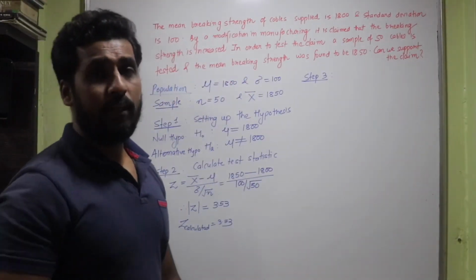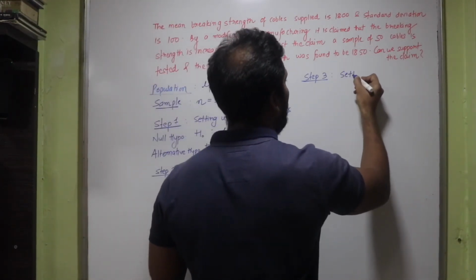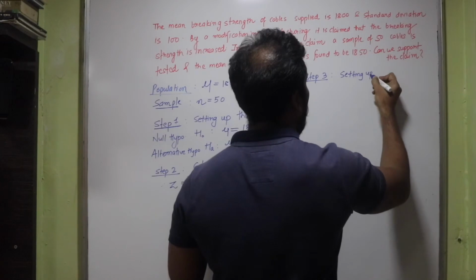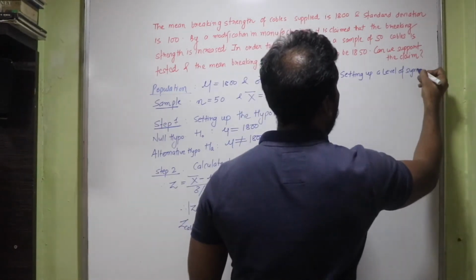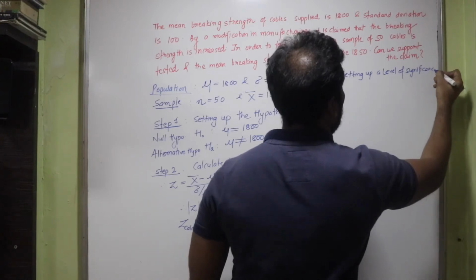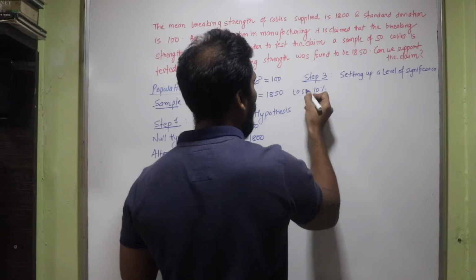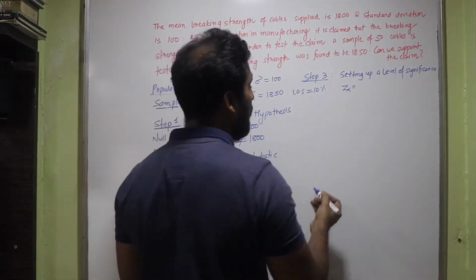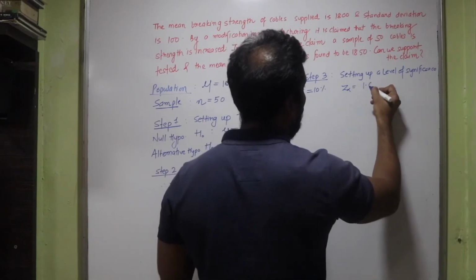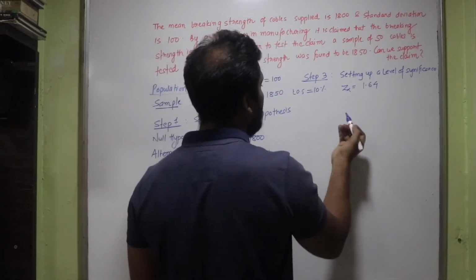So there is 1%, 5% and 10% level of significance. So setting up a level of significance, we have 10% level of significance. LOS is 10%. So you remember that Z alpha for 10% was given as 1.64, isn't it? So 1.64 to 1.668 it is given to us.